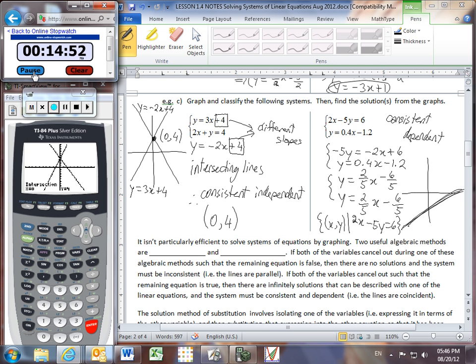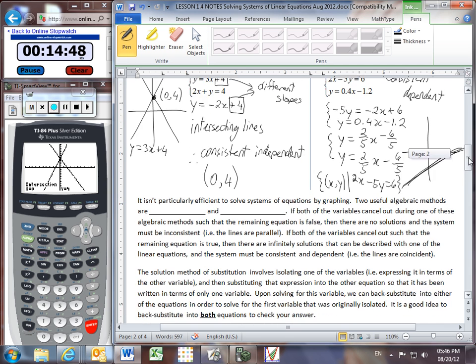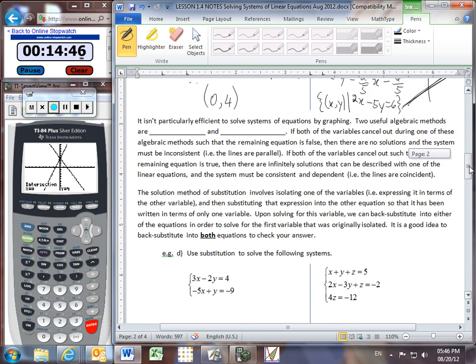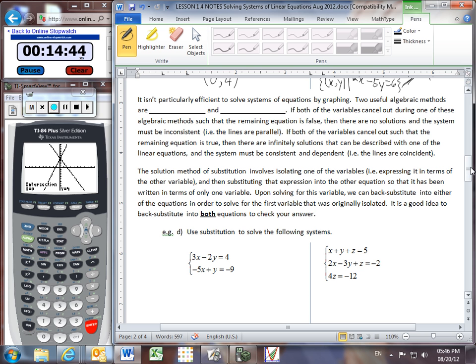Alright, it isn't particularly efficient to solve systems of equations by graphing. Obviously it takes me quite a while to enter the equations into my calculator, then I have to copy the graph down, and then I have to find the intersection of those graphs. And so we normally solve systems of equations using an algebraic method.